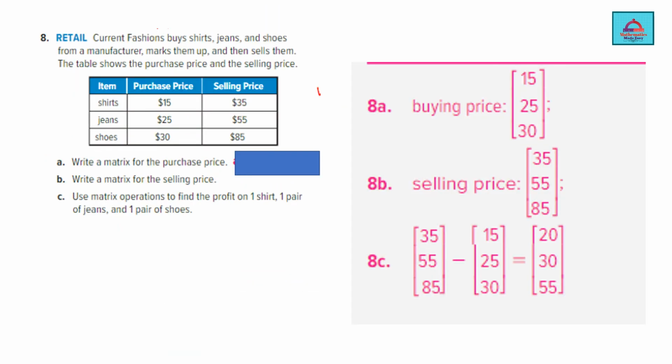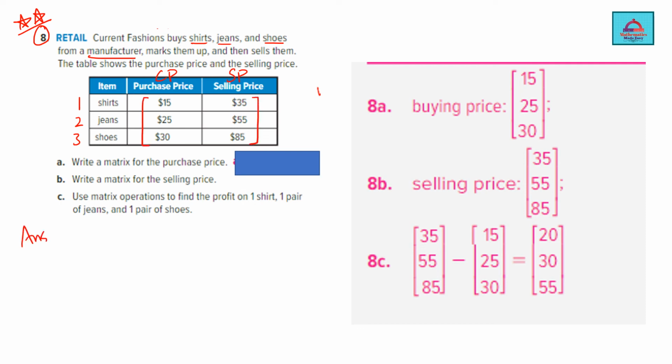Okay, let's solve this question now. Question number 8. It's an important question. Similar ones are going to come in your ministry exam. Current Fashions buys shirts, jeans and shoes, so three quantities, from a manufacturer, marks them up and then sells them. The table shows the purchase price, which is nothing but the cost price, and the selling price. So CP, SP, this is what I've denoted. Two columns, three rows denoting the three items. So here definitely very easy to find. This is going to be the matrix.